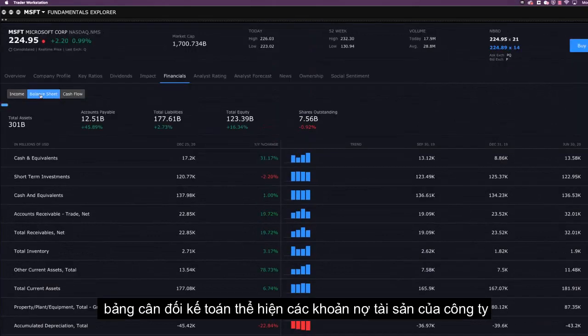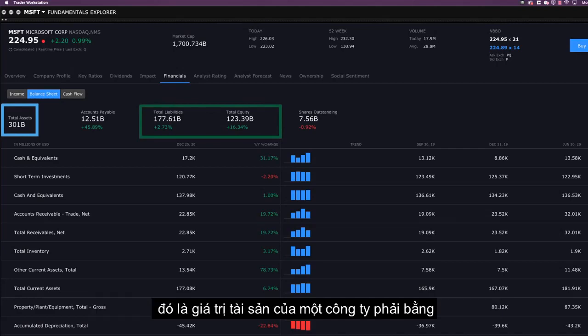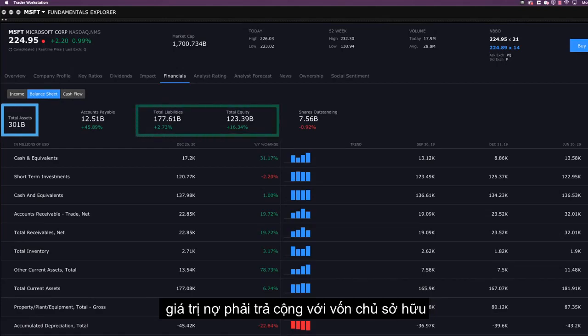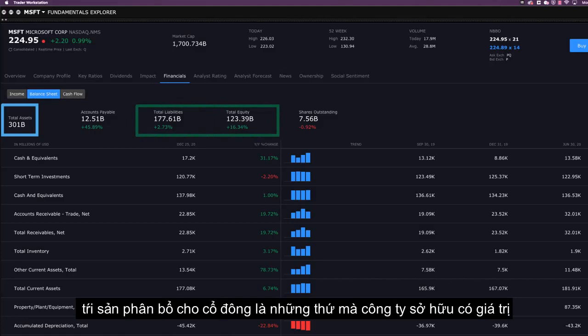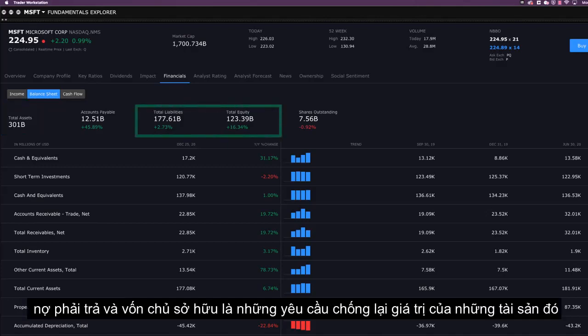The balance sheet represents the company's assets, liabilities, and owner's equity, and as the name alludes, the values must balance. That is, the value of a firm's assets must equal the value of its liabilities plus the equity attributable to shareholders. Assets are things a firm owns that have value and may be involved in the production of its output. Liabilities and equity are claims against the value of those assets.